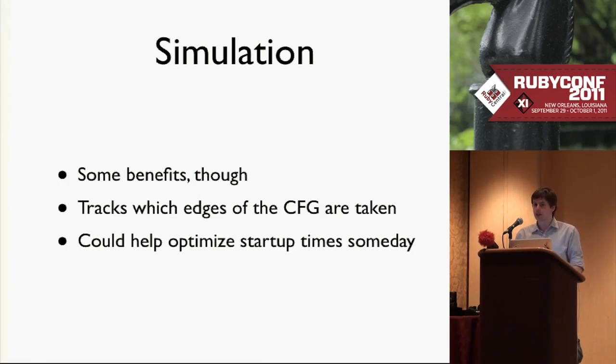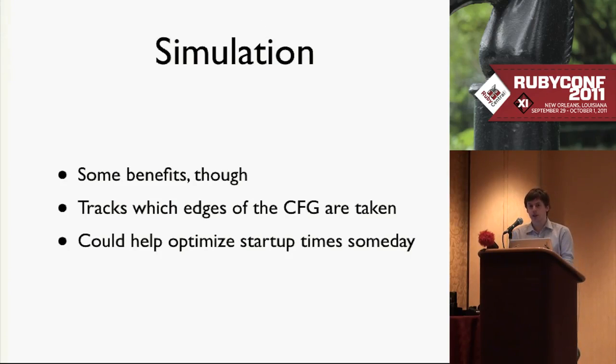Luckily, it only does it once. Defining classes does not take that long. That graph looked big, but it's actually not that many instructions. And this gives us some benefits. While we're doing this, it tracks which edges of the CFG are actually taken. Whenever something's simulated, and during constant propagation, it checks to see what things are clearly never run. This makes analysis later faster, and it could possibly optimize startup time someday.